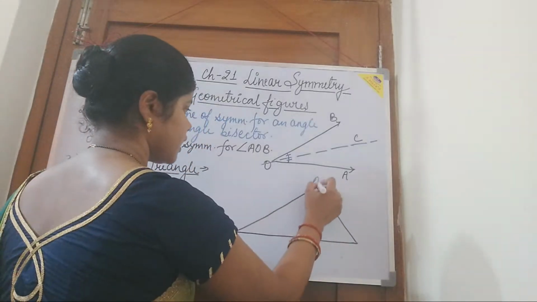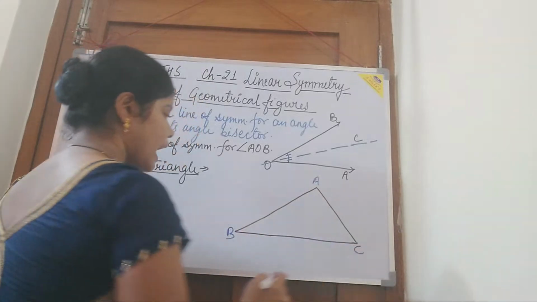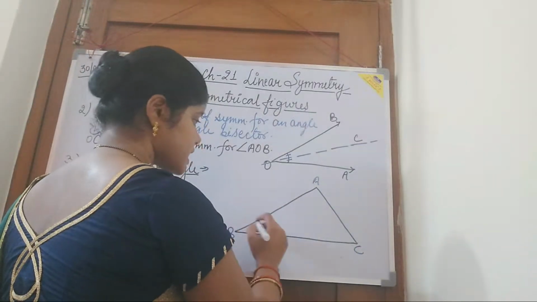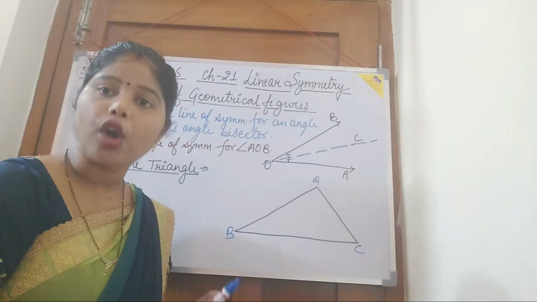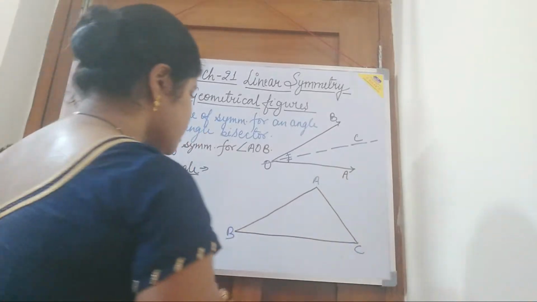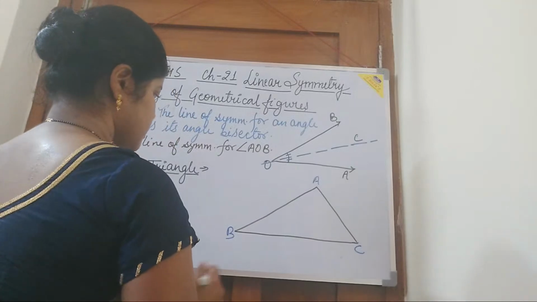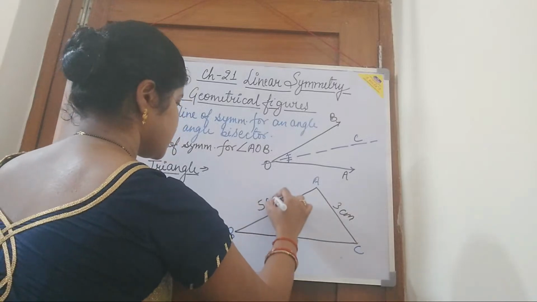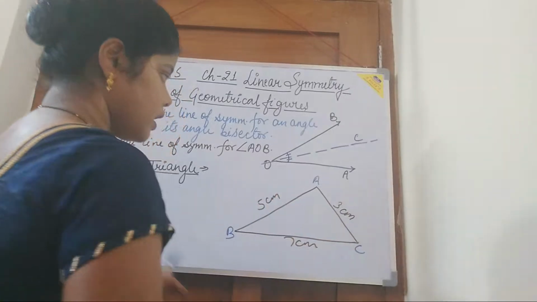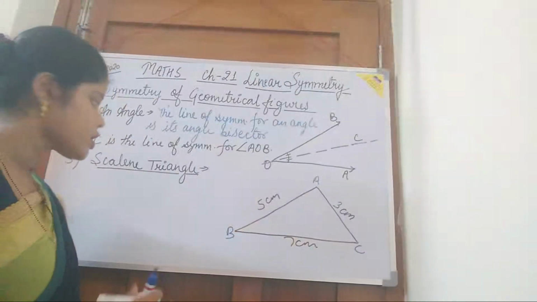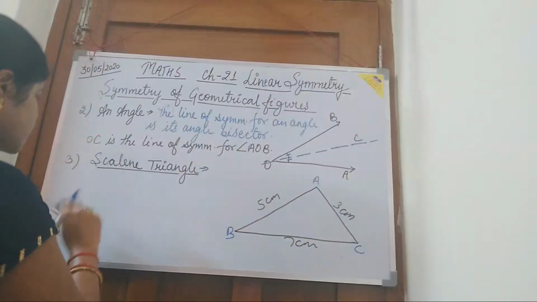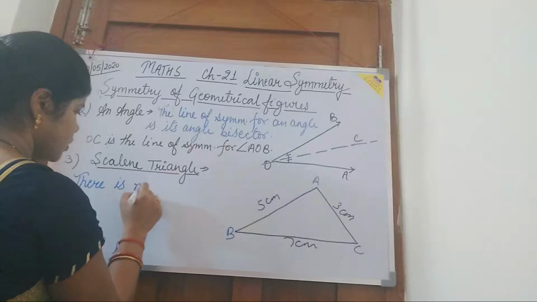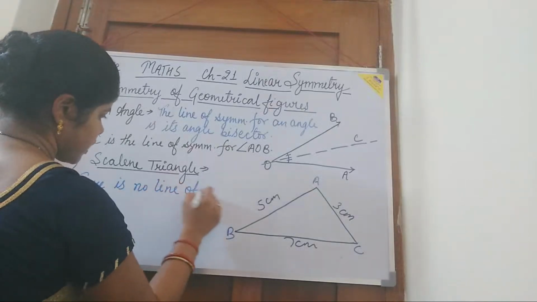Okay, so this is the triangle ABC, and here if we are going to draw from any of its vertices a line of symmetry, the figure is not identical. Here all the three sides are of unequal length. Just take the lengths as 3 centimeter, 5 centimeter or 7 centimeter. Here all the three sides are of unequal length, so that's why we can say that there is no line of symmetry.